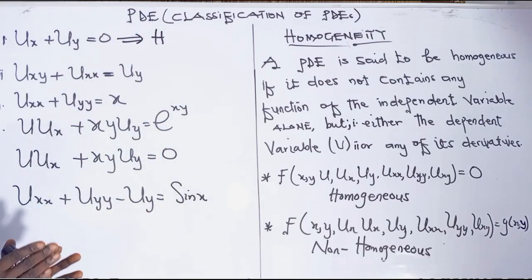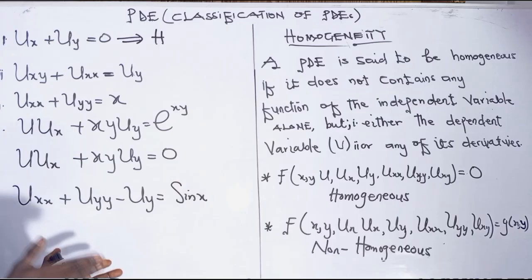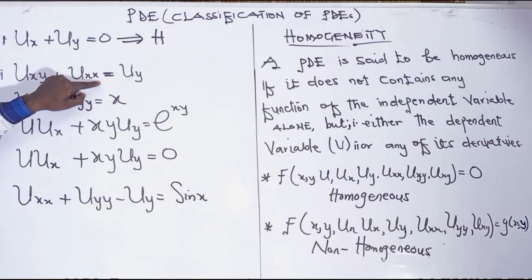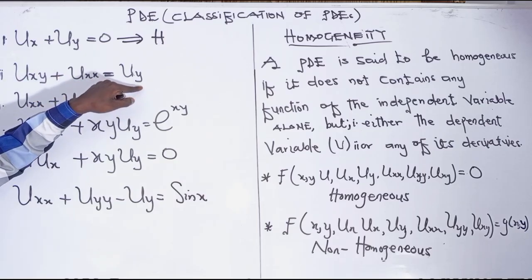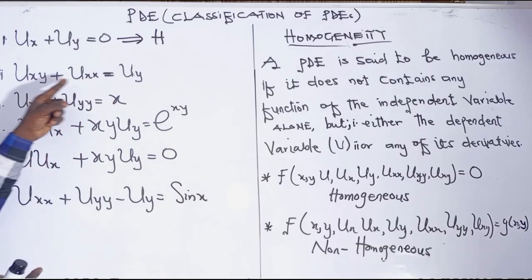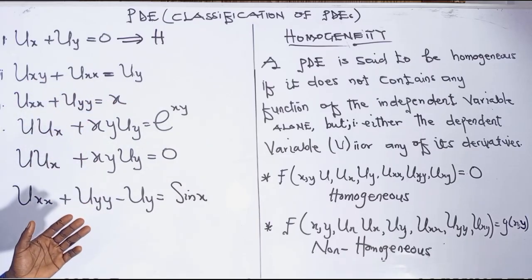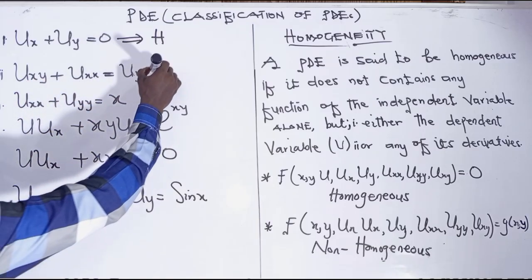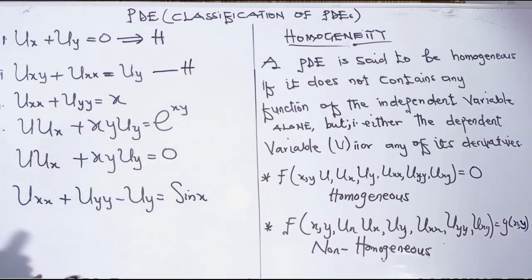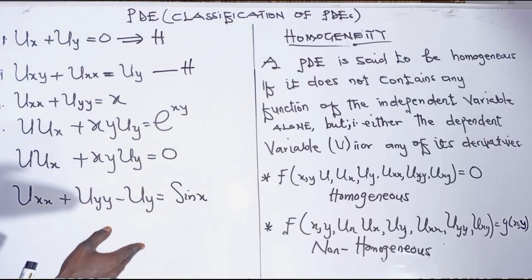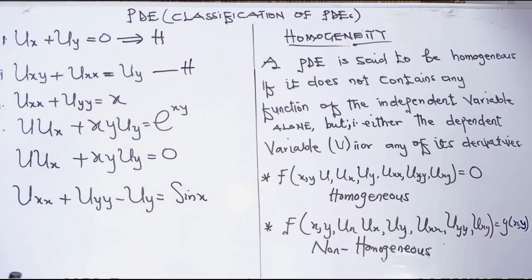Just look out to see if we have a function of the independent variable standing alone, and then you are good to go. So we have uxy plus uxx is equal to uy. Do we have a function of the independent variables x and y standing alone? We don't have. So this still becomes a homogeneous PDE, because we don't have any function of x, neither do we have any function of y in this equation.